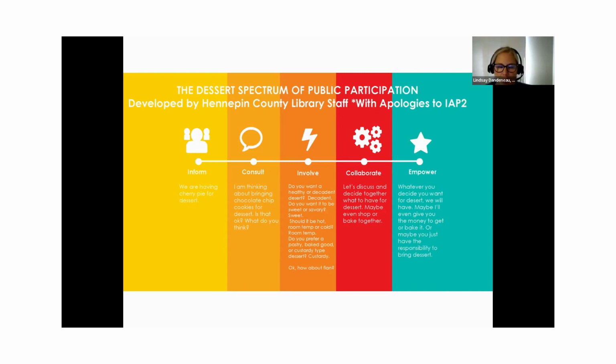On the collaborate spectrum, you discuss and you decide what to have for dessert. You might even take the kids shopping with you. You might even pull the ingredients and ask them to bake with you. So I think that's a really cute example to demonstrate how this can be applied to your community projects.